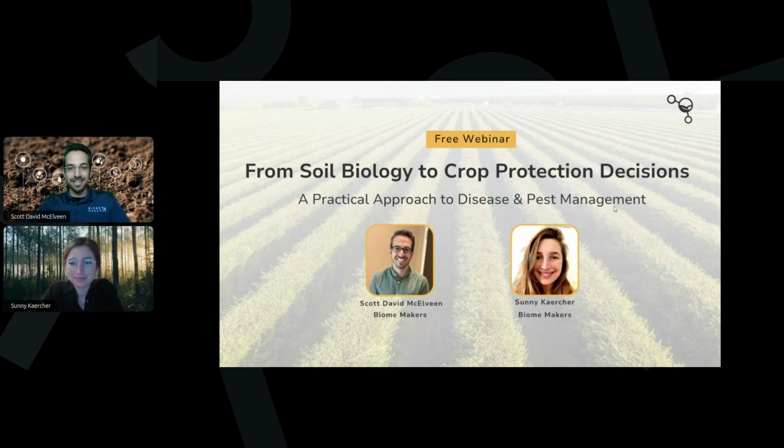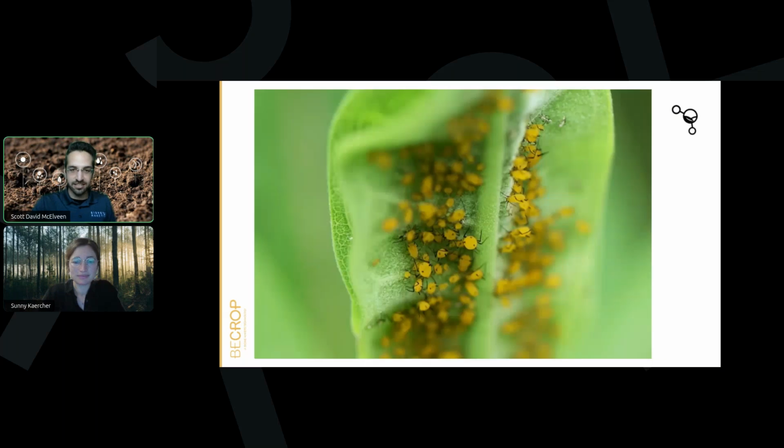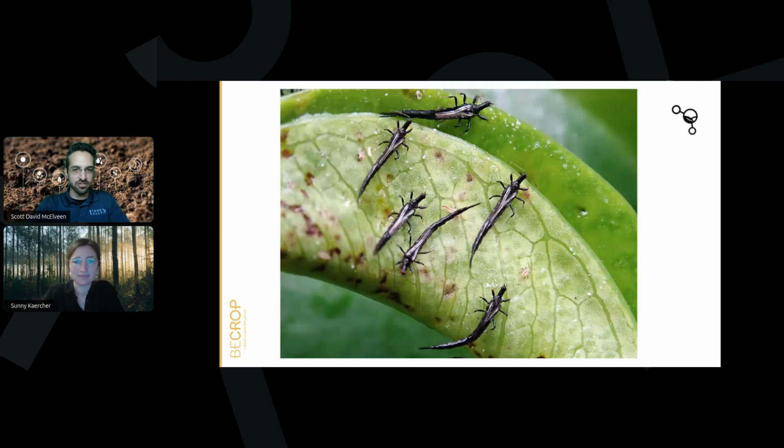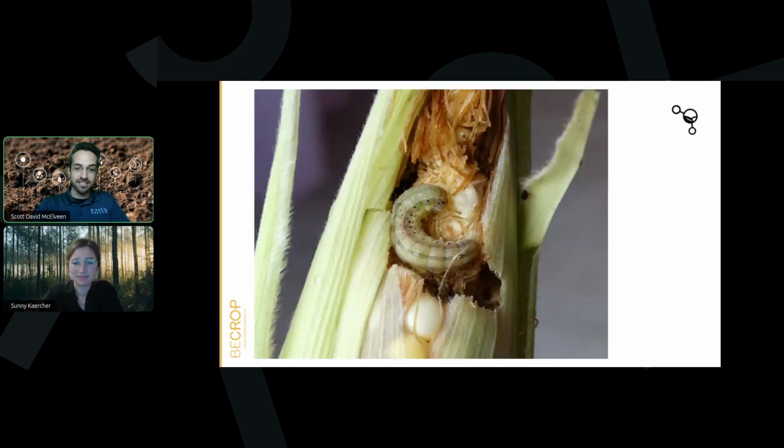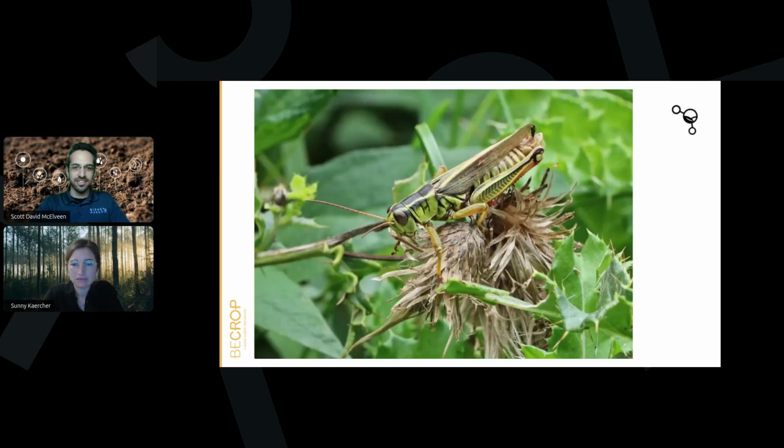Today's topic is crop protection. Crop protection is a huge umbrella that ranges from everything. It includes weeds, it includes environmental stress, it includes all manner of insects, from the aphid group to sucking insects, mites, leafhoppers, sharpshooters, thrips, whiteflies, lace bugs, chewing insects like this corn earworm, beetles, caterpillars, snails, Colorado potato beetles, the kings of chewing insects, the grasshopper and locust groups.